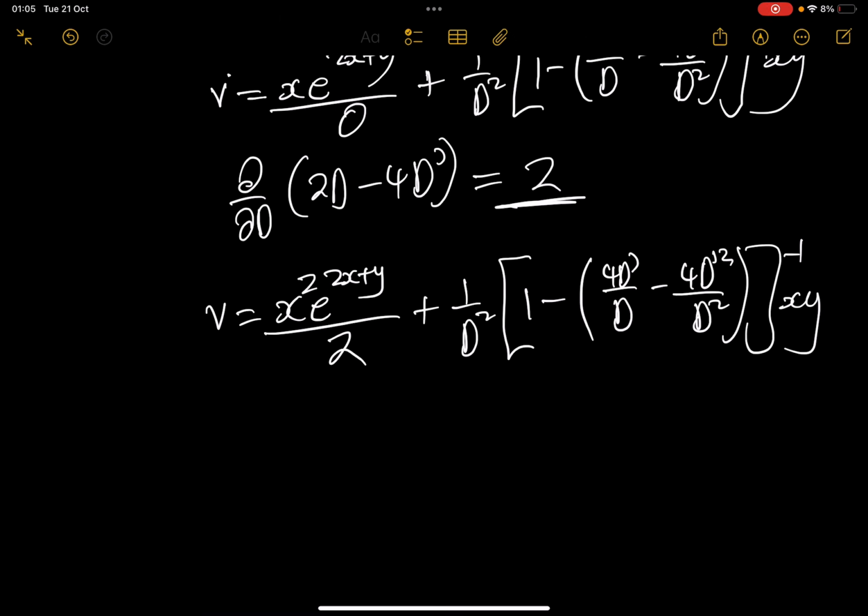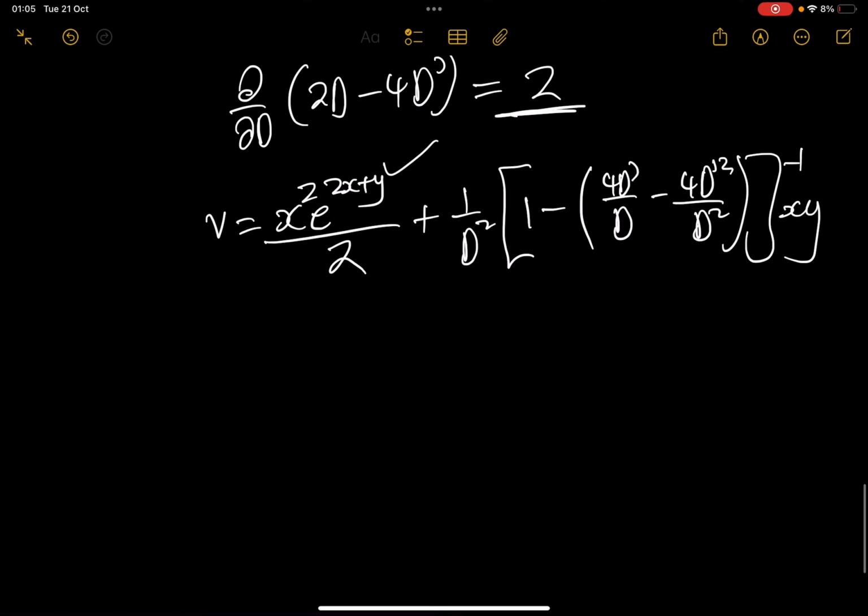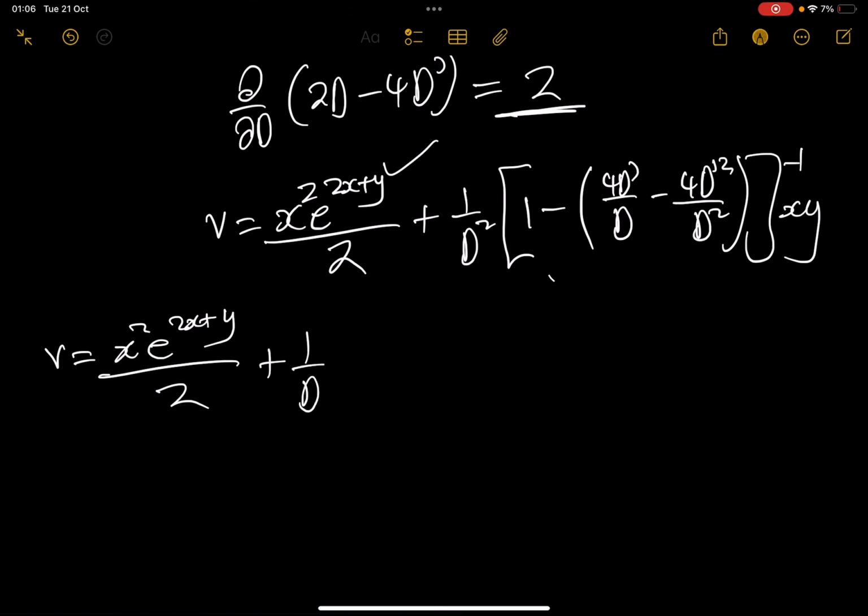Now from this point, what do we do? We are done with the exponential. We've evaluated the denominator to a constant, so that's good. And now we need to focus on the polynomial xy. Now we have written this, so let's expand this binomial expansion. So here we are going to have v equals x squared e 2x plus y over 2 plus 1 over d squared.